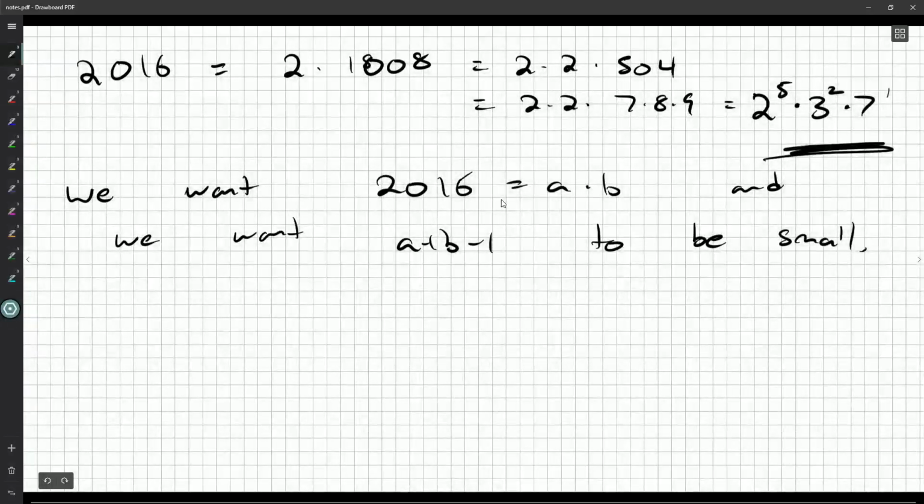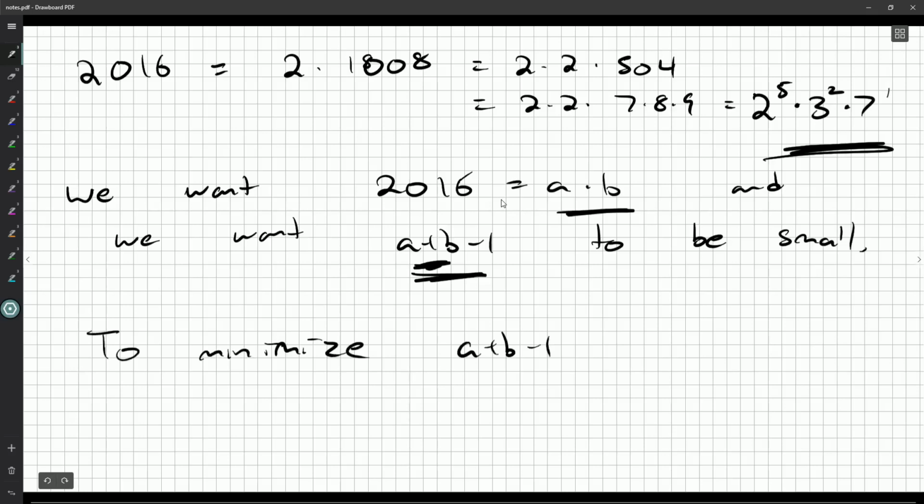How can we factor 2016 and try and keep A plus B minus 1 as small as possible? Well, it turns out there's a nice little trick. If you've got two factors and you want their sum, we want their sum minus 1. But if you want their sum to be as small as possible, you want A and B to be as close in value as possible. So it's a nice little trick if you haven't seen it before. Now I'm passing it on to you. So to minimize A plus B minus 1, make A and B as close in value as possible. Just like if we wanted to maximize A plus B, you'd make A and B as far away as possible.